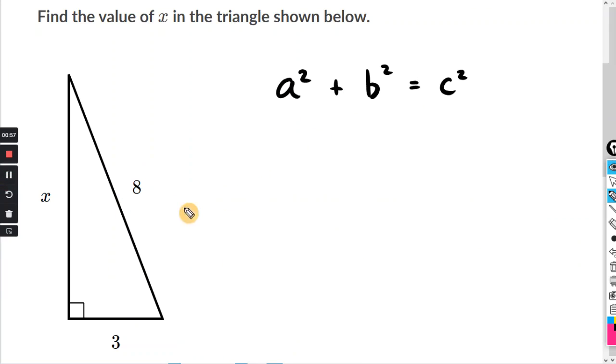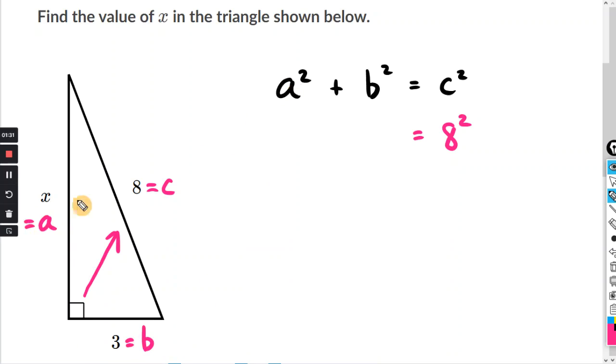All right, so we have our formula for the Pythagorean Theorem. You go across from your right angle, and that is your hypotenuse. That's going to be C. So in place of C squared, since C is 8, I'm going to plug in 8 in place of C, and that gets squared. It doesn't matter which side is A and which side is B as far as the remaining side, so I'll let X equal A, and I'll let 3 equal B.